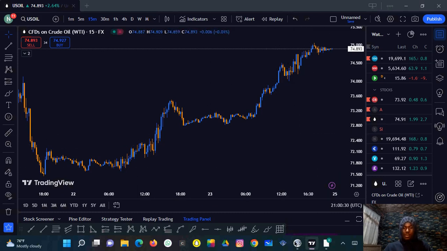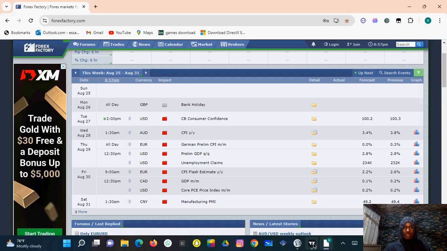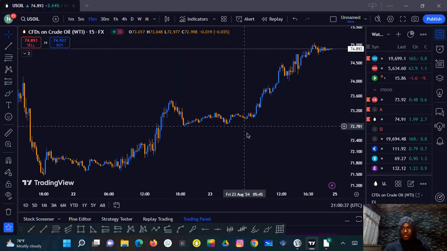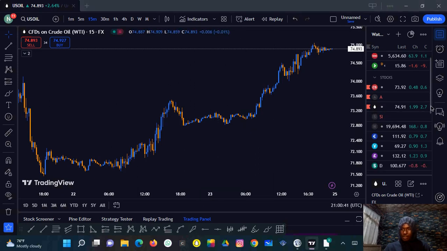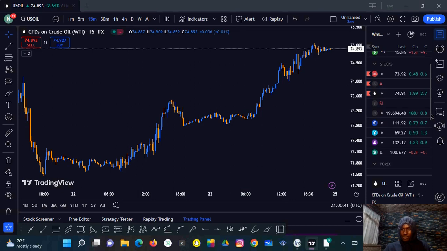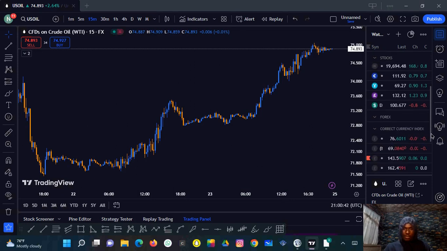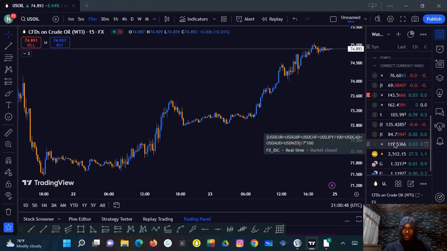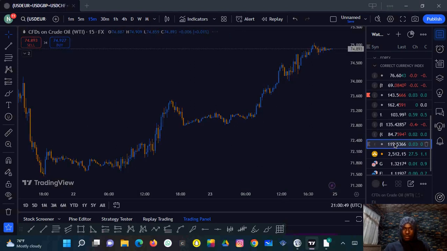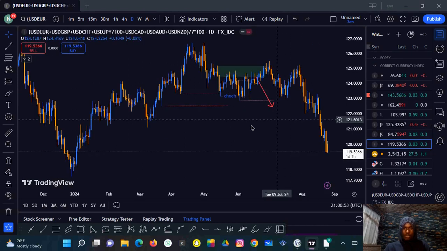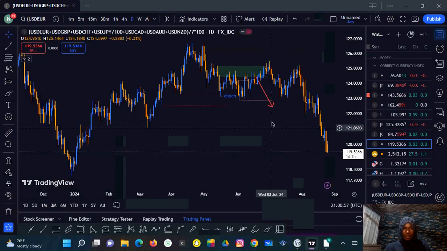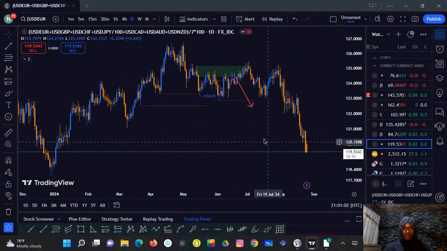Normally I just use Forex Factory as a guide, but my main focus is the technical analysis on the chart. Let's see what's happening on the chart. First and foremost, let's look at the dollar index. All right, this is my clean dollar index, my self-acclaimed dollar index. And the dollar index is currently falling.